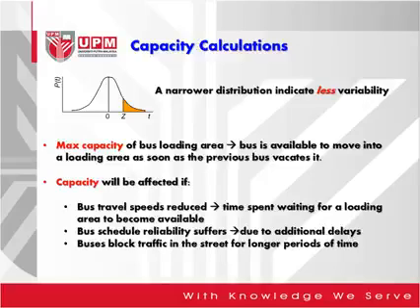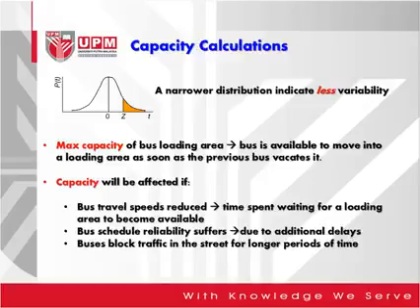Capacity will be affected by three points. First, bus travel speed is reduced by the time spent waiting for the loading area to become available. It depends on how long the bus has to wait until it can move into the loading area. Because we are talking about journey speed, not running speed, the time the bus waits will reduce the bus travel speed.